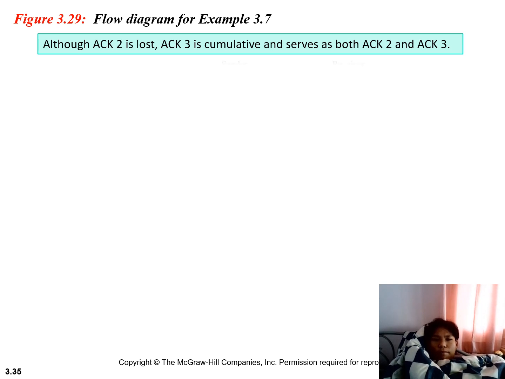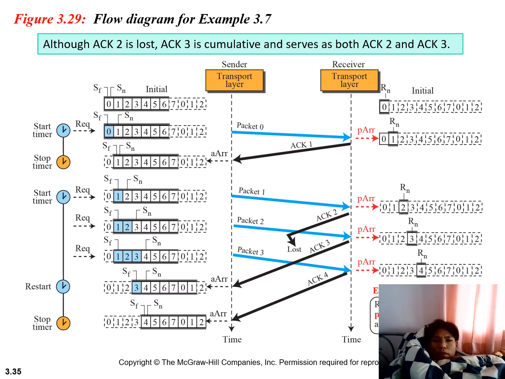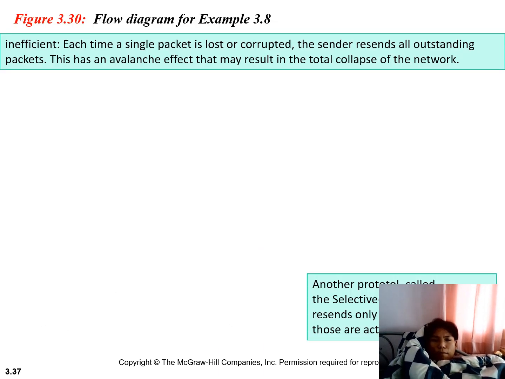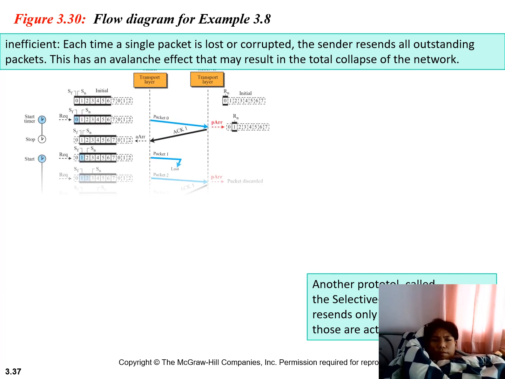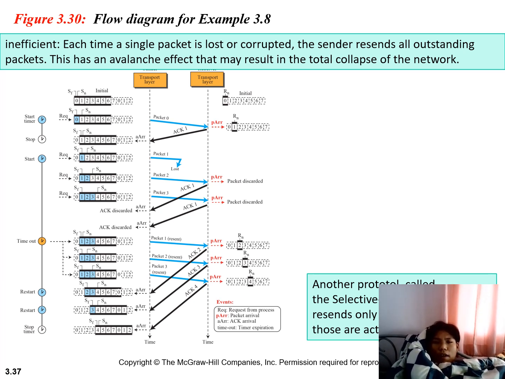Flow diagram. Although ACK 2 is lost, ACK 3 is cumulative and serves as both ACK 2 and ACK 3. Inefficiency: each time a single packet is lost or corrupted, the sender resends all outstanding packets. This has an avalanche effect that may result in the total collapse of the network.